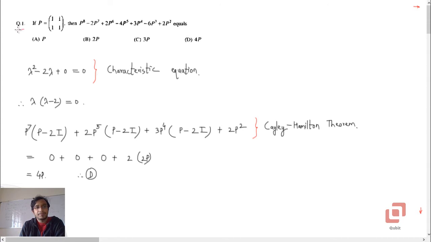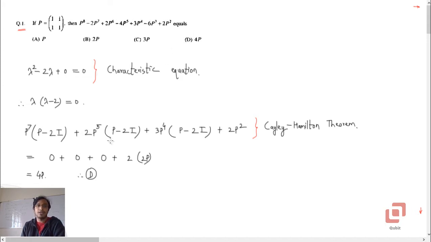Question number 1 on Cayley-Hamilton theorem. If P is the matrix 1 1 1 1, then P to the power 8 minus 2P to the power 7 plus 2P to the power 6 minus 4P to the power 5 plus 3P to the power 4 minus 6P to the power 3 plus 2P to the power 2 equals.